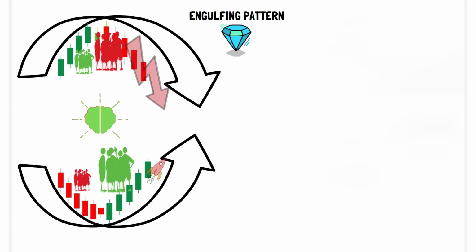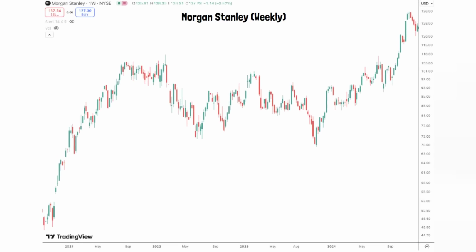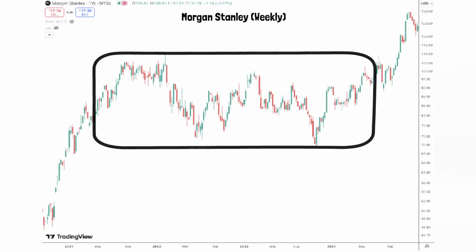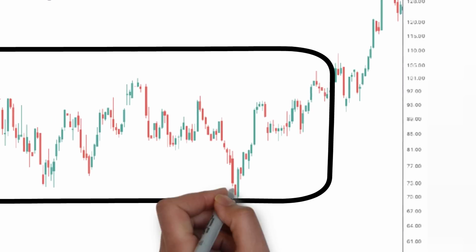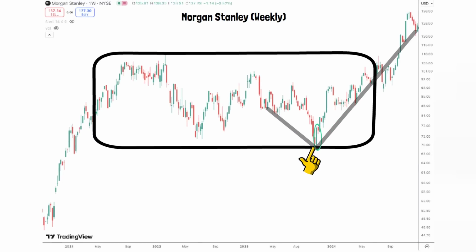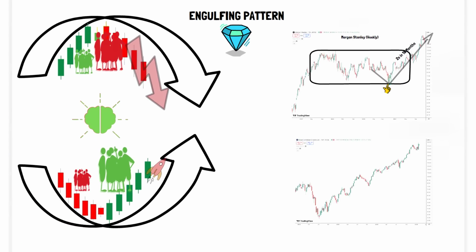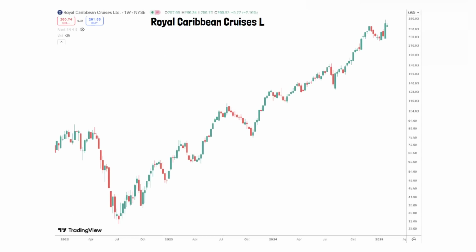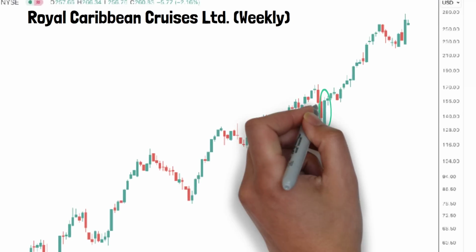bearish trend. For example, in this chart of Morgan Stanley, the price was sideways for more than 2 years. It touched a new low here, but the sellers lost control soon after, as buyers took over in this bullish engulfing candle. That candle marked the low of the trend, and the price doubled in 18 months. Here is another chart of Royal Caribbean Cruises Limited, showing a bullish engulfing pattern forming at the reversal of a secondary downwards trend.